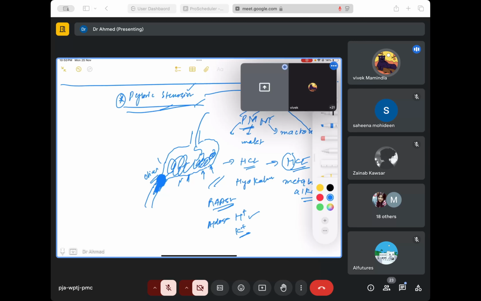Okay. Perfect. And in this patient, we're going to see metabolic alkalosis, where we're going to see hypochloremia, and because of the RAS system, we're going to see hypokalemia as well. Yes. Okay.